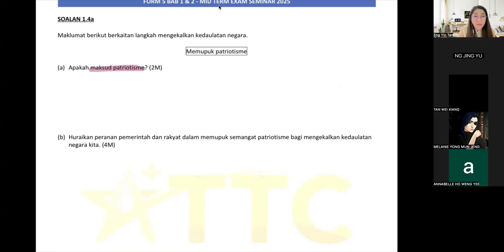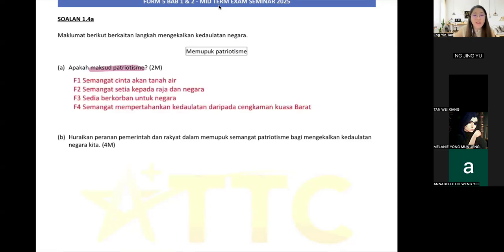Berkorban, rela berkorban. Then we got rela berkorban, willing to sacrifice, or sanggup berkorban. Setia kepada negara, the Raja, right? So you should be writing all this in your answer. Not just love your country, but loyal, willing to sacrifice, and defending the kedaulatan. Use back the keyword kedaulatan. Clear? All good?